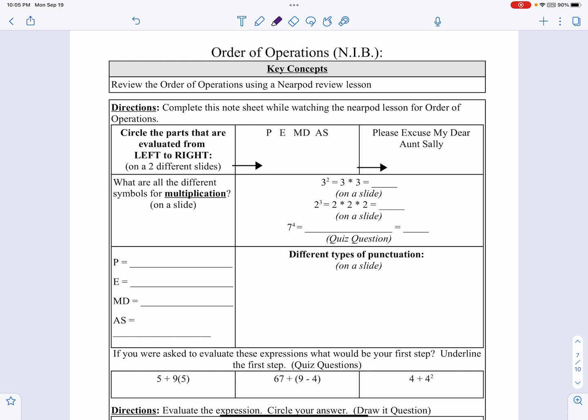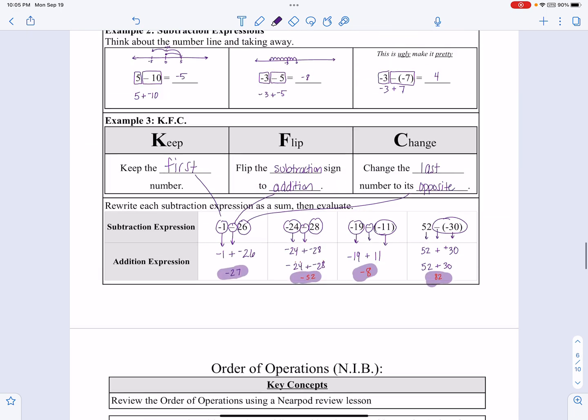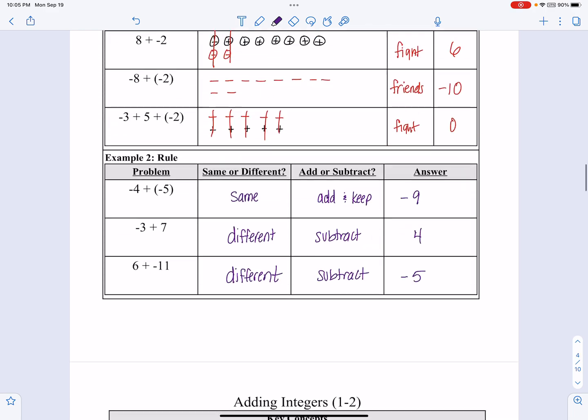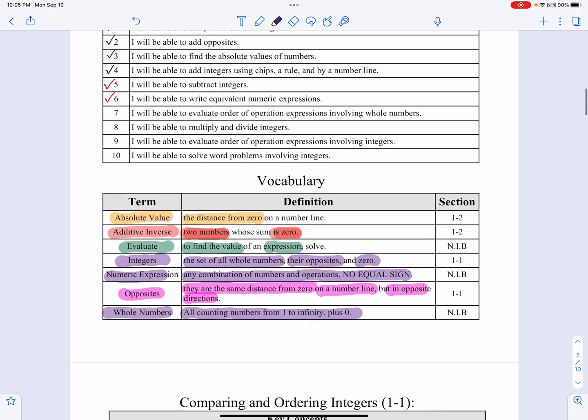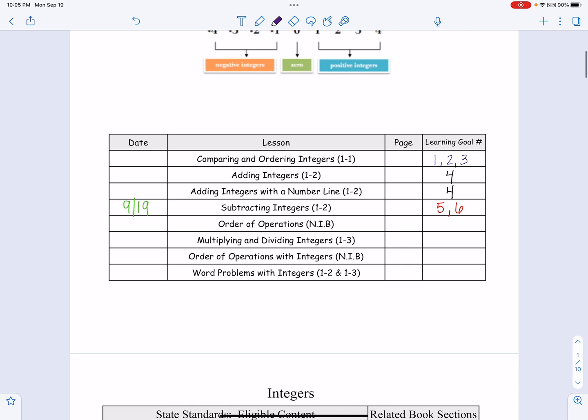All right, today is just a review of order of operations. So, this is really your prior grade information, but we do want to make sure that we have a good foundational understanding of this before we get into our order of operations with integers. If we go up to our table of contents here, we are looking at order of operations. So, you can go ahead and plug in your date, whatever that is.